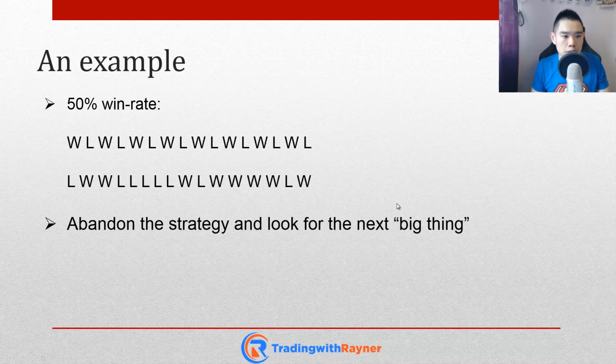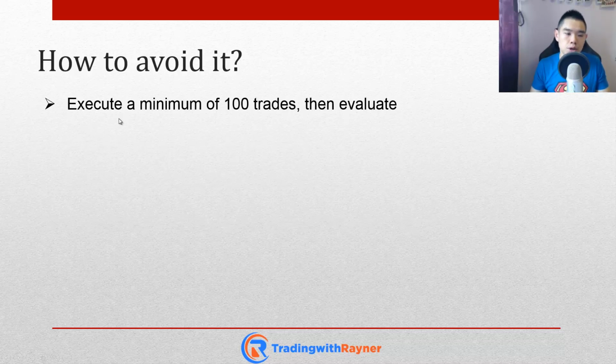One way to go about doing it is to execute a minimum of 100 trades. Whatever trading system you're trading or testing, don't abandon the system just because a losing streak comes. It will definitely come, now that you know. So before you abandon it, execute the system a minimum of 100 times. Only then can you evaluate the system objectively and know whether it works or not.